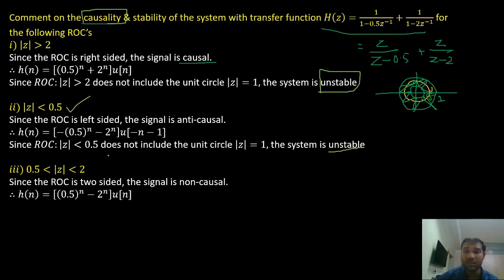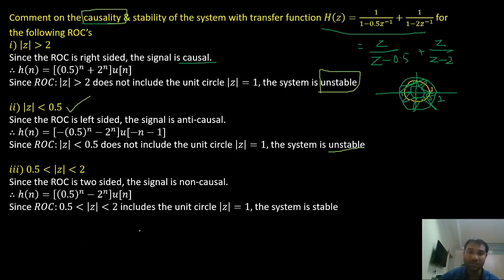And now the unit circle is included in the ROC. The unit circle mod z equals 1, the circle shown in the orange color, is present inside the ROC. So the system is said to be stable. This is how we'll find the stability of the system using Z transform.